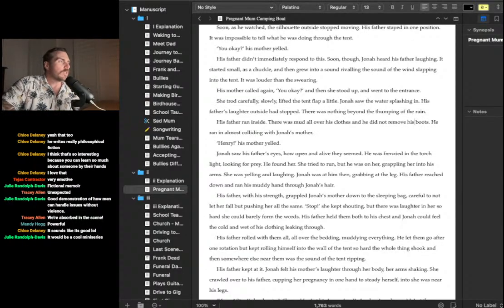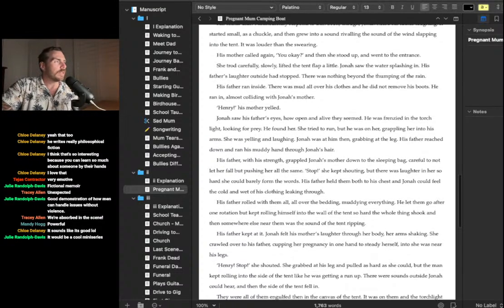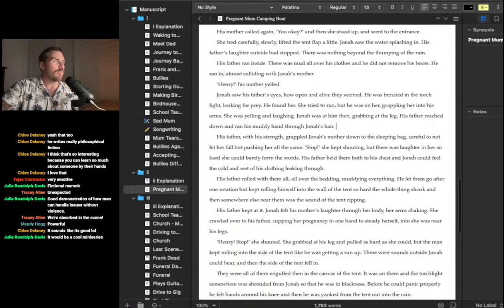He ran in, almost colliding with Jonah's mother. "Henry," his mother yelled. Jonah saw his father's eyes, how open and alive they seemed. He was frenzied in the torchlight, looking for prey. He found her. She tried to run, but he was on her, grappling her into his arms. She was yelling and laughing.